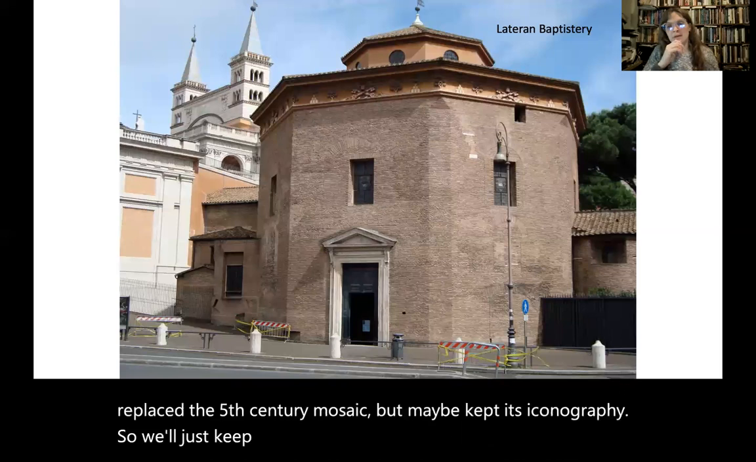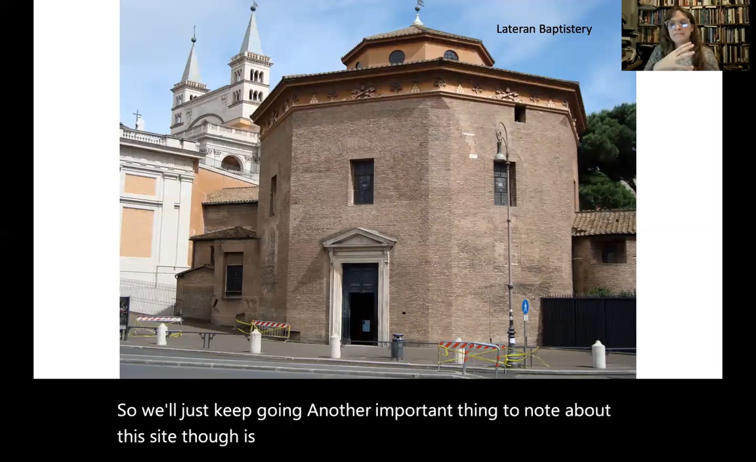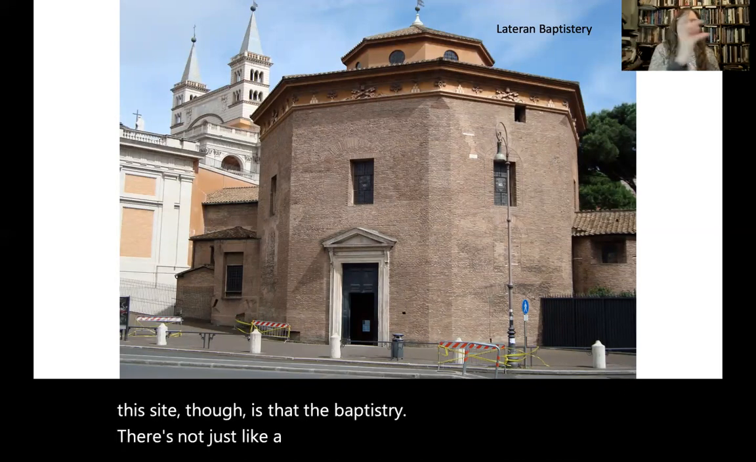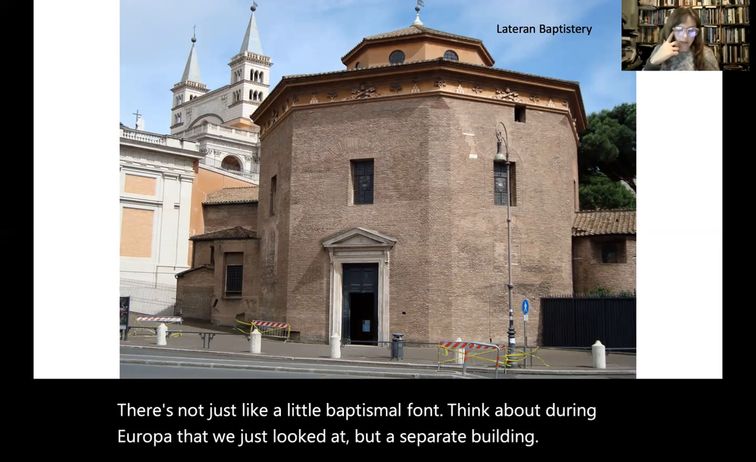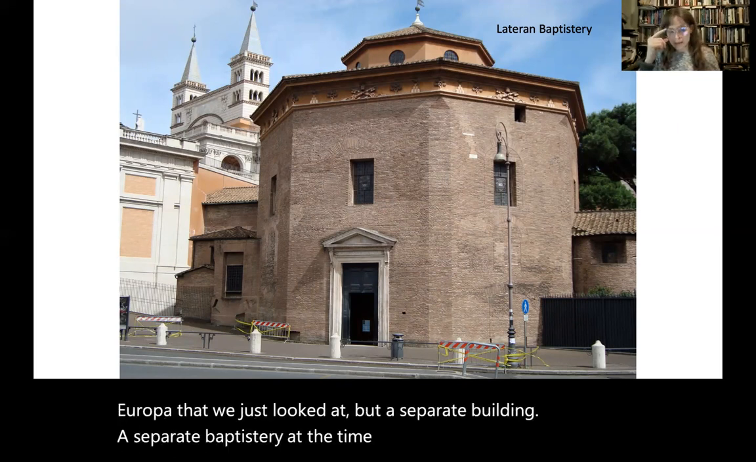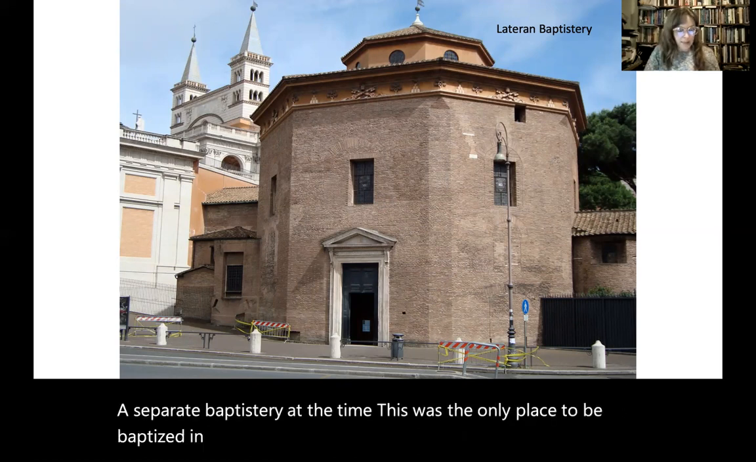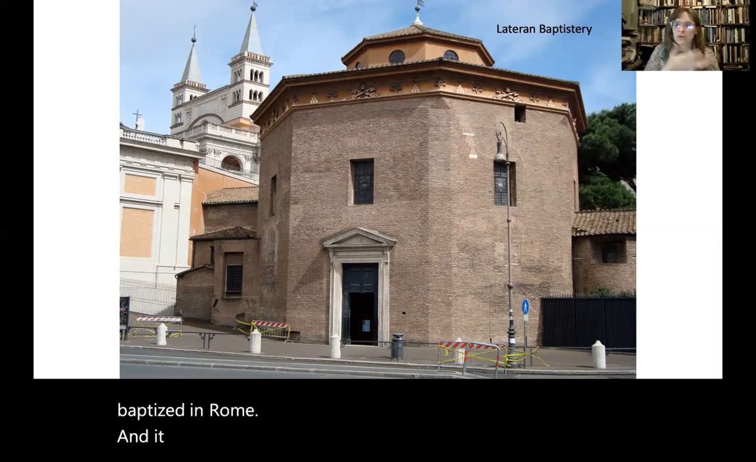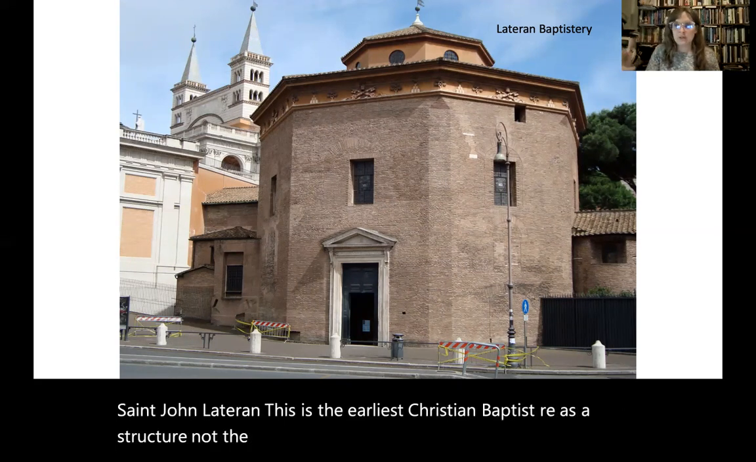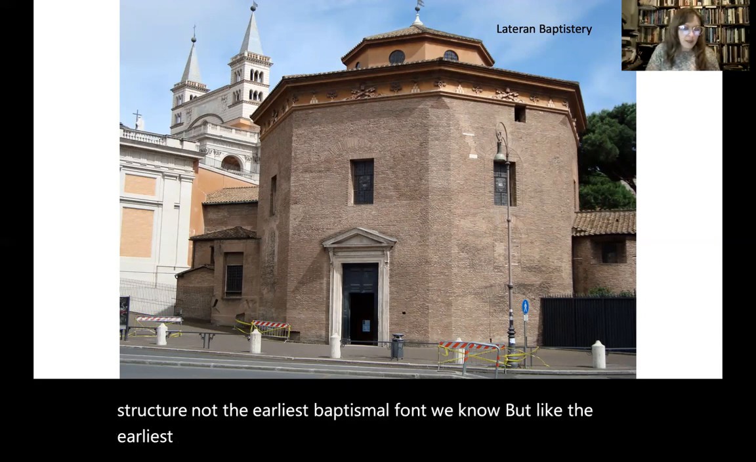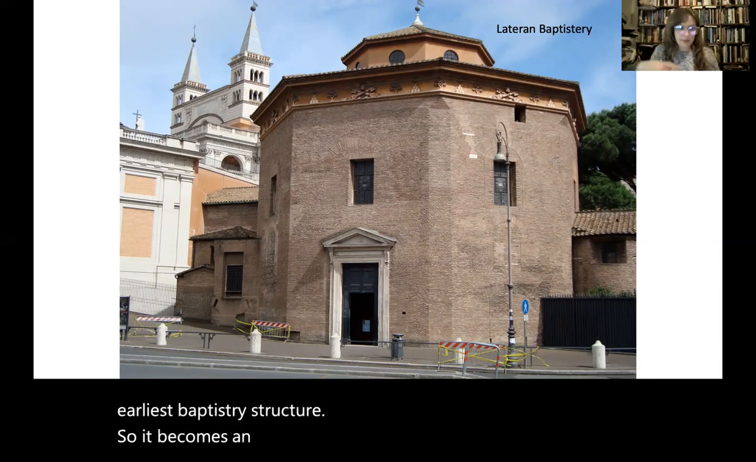Another important thing to note about this site, though, is that the baptistry is not just a little baptismal font, think about Dura Europos that we just looked at, but a separate building, a separate baptistry. At the time, this was the only place to be baptized in Rome. And it set an example. So that was the earliest Christian basilica, St. John Lateran. This is the earliest Christian baptistry, as a structure, not the earliest baptismal font we know, but the earliest baptistry structure. So it becomes an example for medieval baptistries.